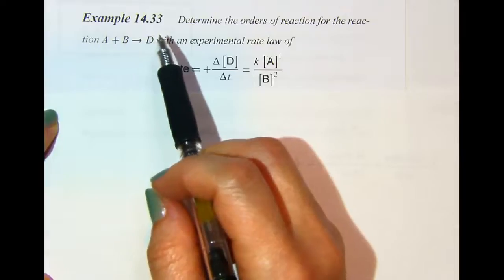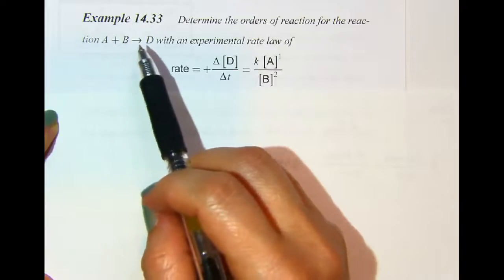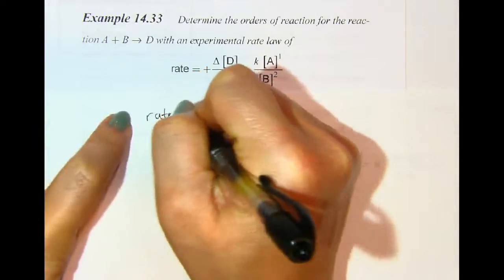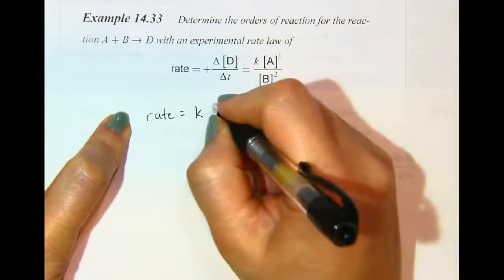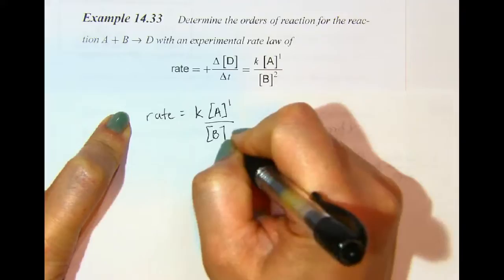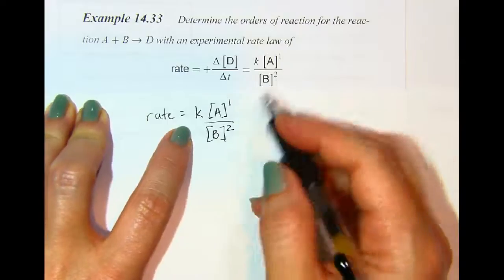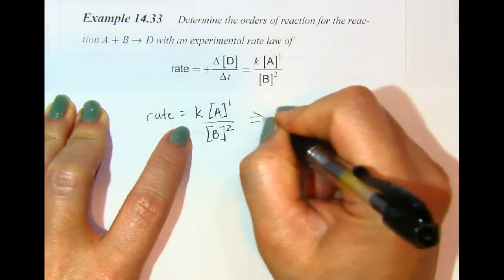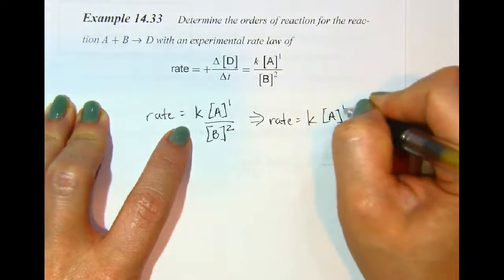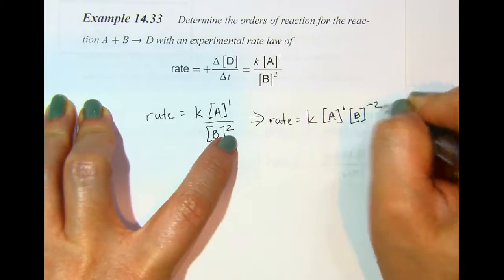So for example 14.33, determine the orders of reaction for this reaction A plus B yields D with this experimental rate law. So we're given rate is equal to K times A to the first order over B to the second order. It's going to be easier to go ahead and move B up into the numerator, and so what that makes this is rate equals K times A to the first order, and moving B up to the numerator changes this 2 to a -2.